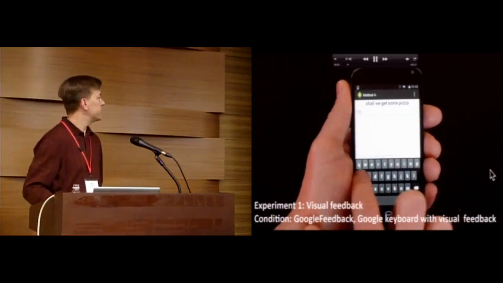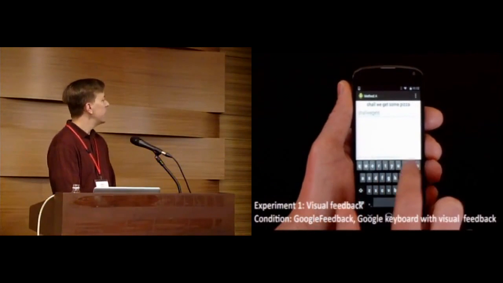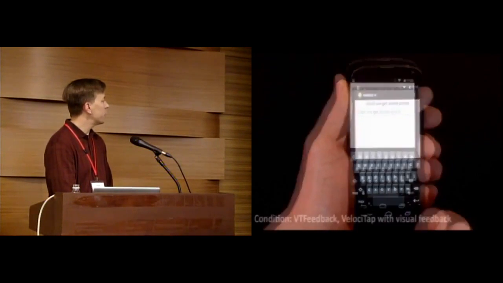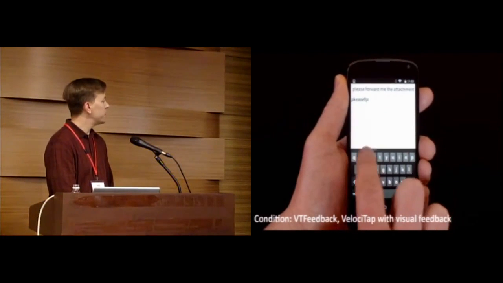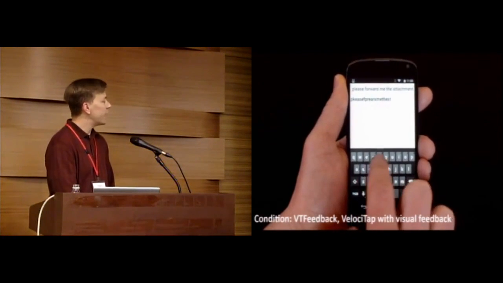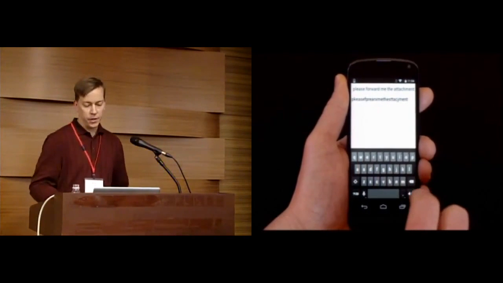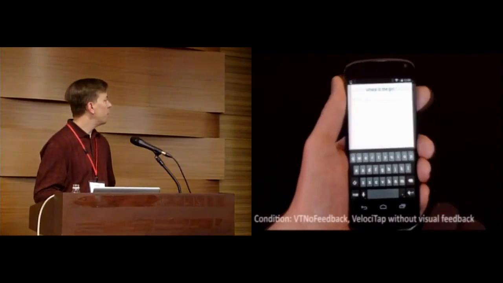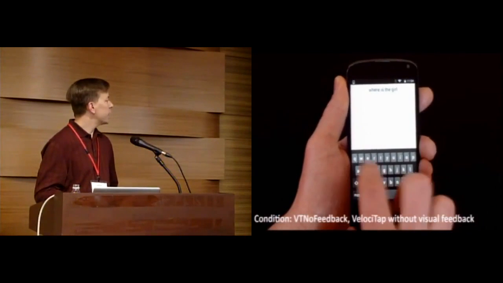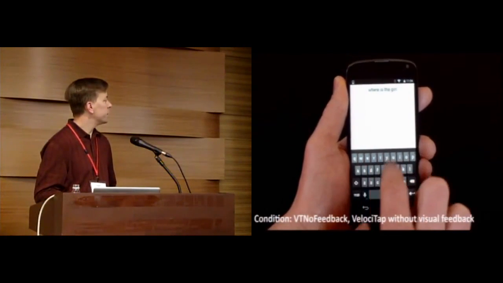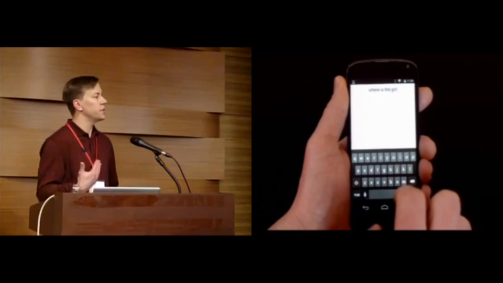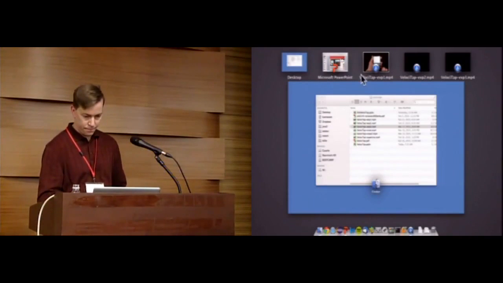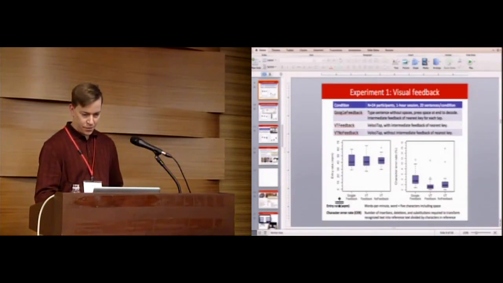Okay, so here's the baseline. This is a Google keyboard, so I'm typing out this sentence. I'm not typing any spaces, and then when I'm all done, I'll hit the space bar, and it'll decode the whole sentence. There's VelociTap, same thing. The only difference is at the end, I will swipe up to do the decode. And then finally, here is VelociTap without visual feedback as I type. I still get clicky sounds and vibration. I just don't see anything until I do final recognition.